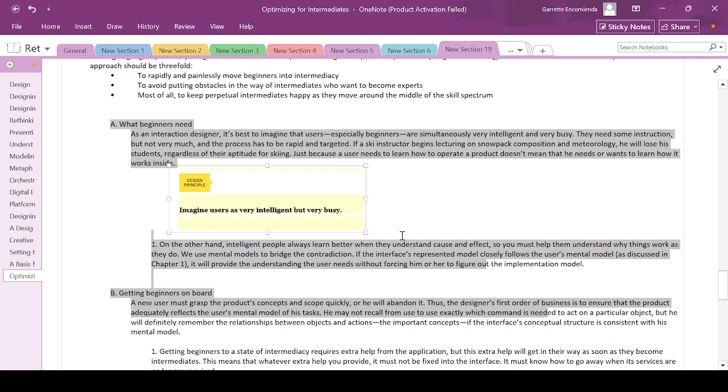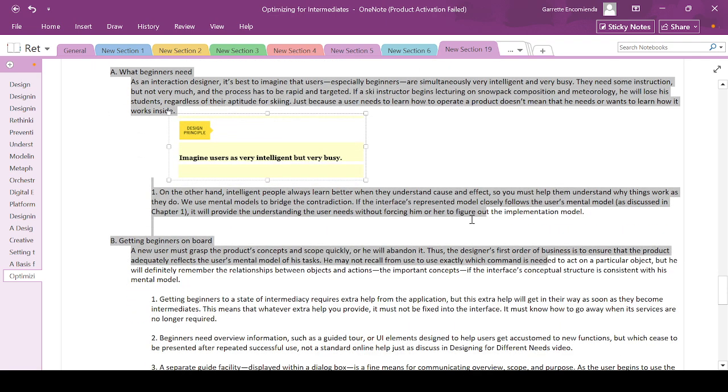As an interaction designer, it's best to imagine that users, especially beginners, are simultaneously very intelligent and very busy. They need some instruction but not very much, and the process has to be rapid and targeted. If a ski instructor begins lecturing on snowpack composition and meteorology, he will lose his students regardless of their aptitude for skiing. Just because a user needs to learn how to operate a product doesn't mean that he needs or wants to learn how it works inside. It's just enough for his current goals and time, right? So it depends on his goals.